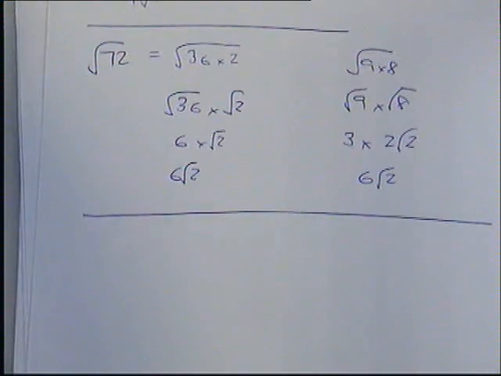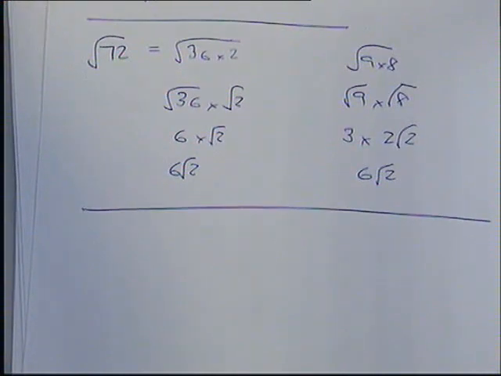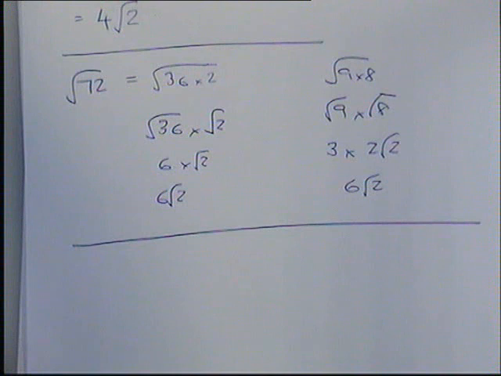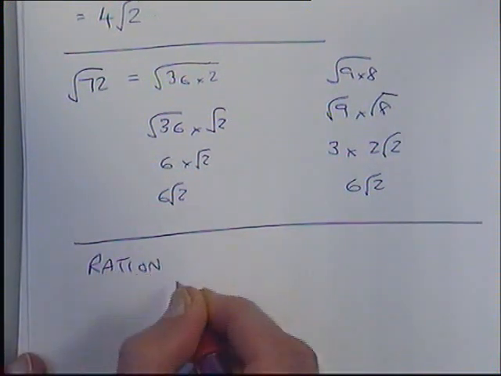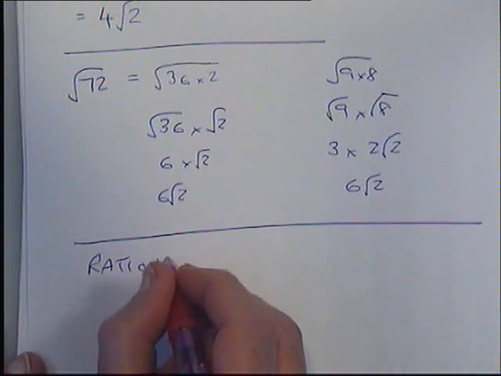Okay, so we've seen so far the basics of simplifying surds, trying to make the number inside the square root as small as possible by factorising using square numbers. The other technique we have to learn is called rationalising the denominators.